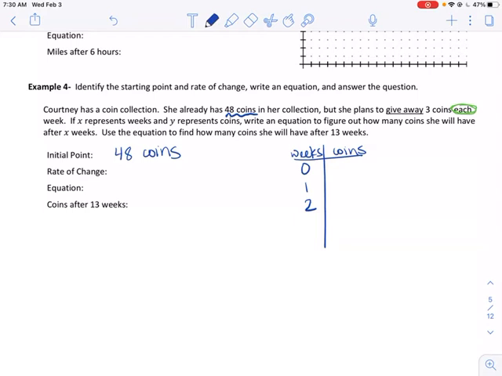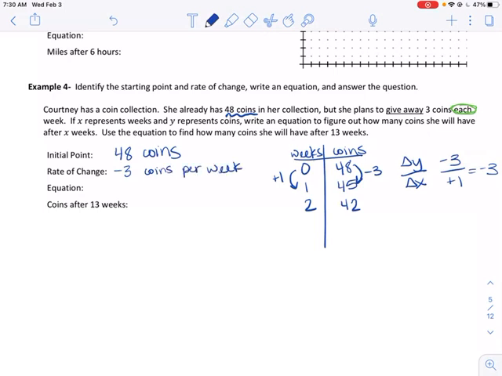After 0 weeks of giving away coins, she has 48. Then after 1 week of giving away coins, she has 3 less than that, so it'll be 45. And then she has 3 less than that the next week, so it'll be 42. Okay, so my change in y over change in x is going down 3 over plus 1. So my rate of change is -3, and I need my units here. It'll be coins per week.